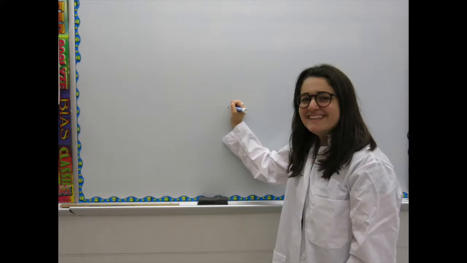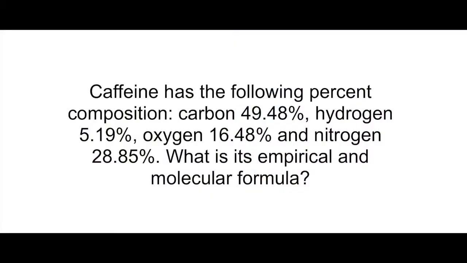Hi, my name is Professor Emmel. Today I will be teaching you about empirical and molecular formulas. The question we will be answering today is, caffeine has the following percent composition: carbon 49.48%, hydrogen 5.19%, oxygen 16.48%, and nitrogen 28.85%. What is the molecular and empirical formula? I'll show you how to do it on the next board.